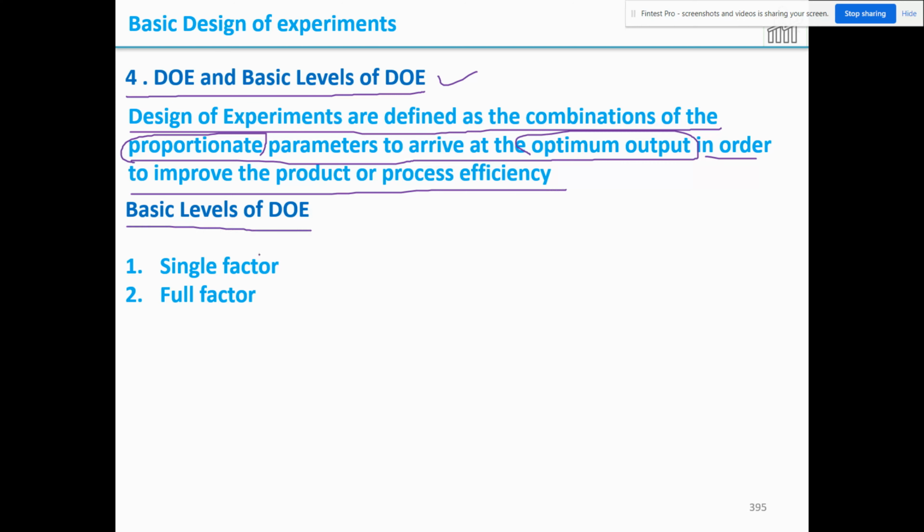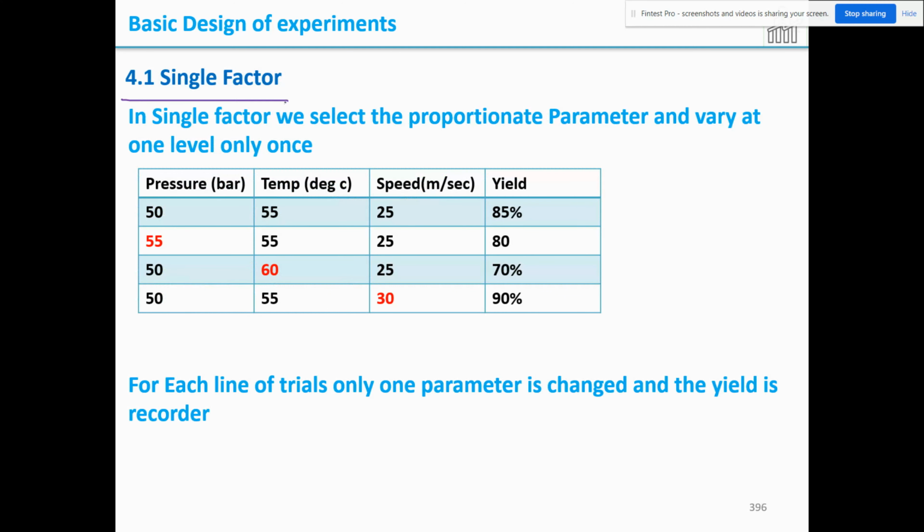Now, basic levels of DOE. There are two levels, single factorial and full factorial. Let us see. So, what is single factorial DOE? In single factorial DOE, we select the proportionate parameters and vary at one level only once. Only once you are going to change. See, this is the previous parameter set: 50, 55, and 25. Now the yield is 85 percentage.